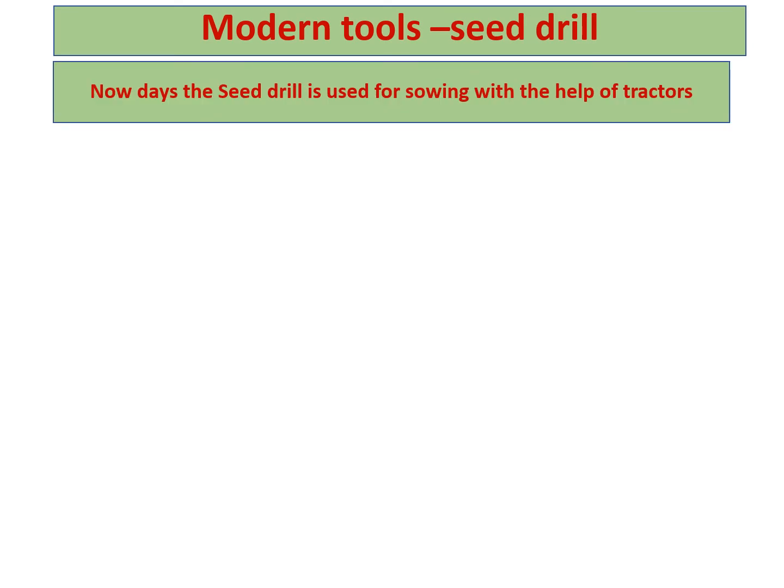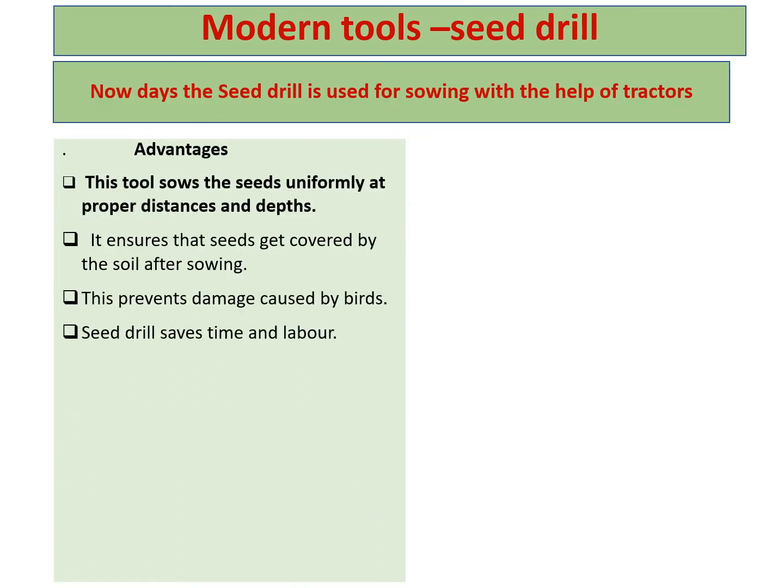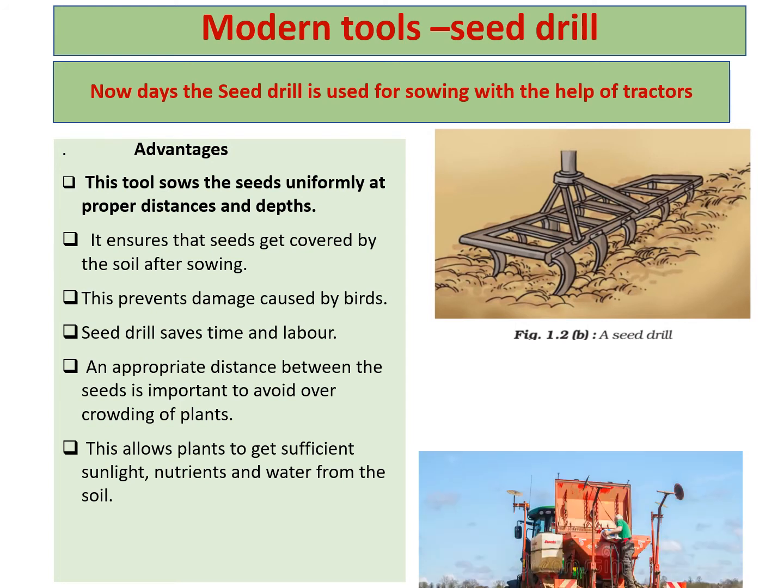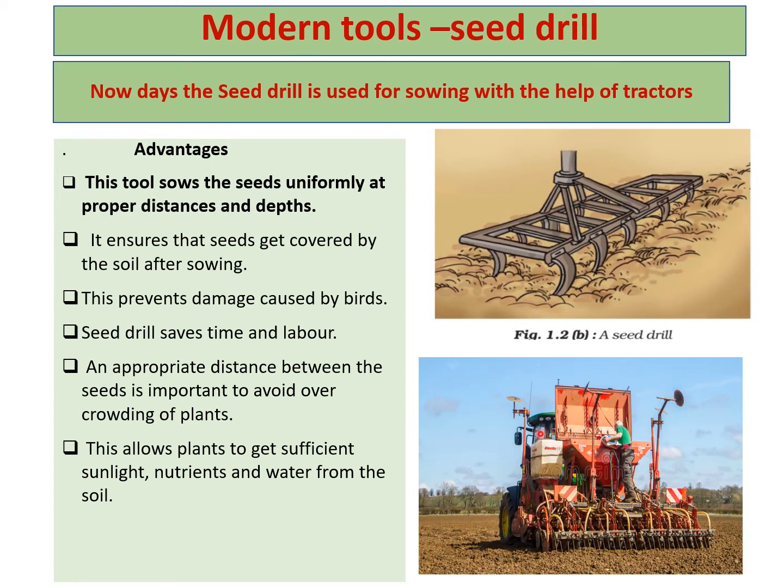Nowadays seed drills are used for sowing the seeds with the help of tractors. You can see this is a picture of the seed drill. Tractors are generally used for putting the seeds inside the field, and they are attached to this seed drill. What are the advantages of this seed drill? This tool sows the seeds at proper distances and uniform depths. You can see the structure of the seed drill. With this seed drill we can put seeds at proper distances.